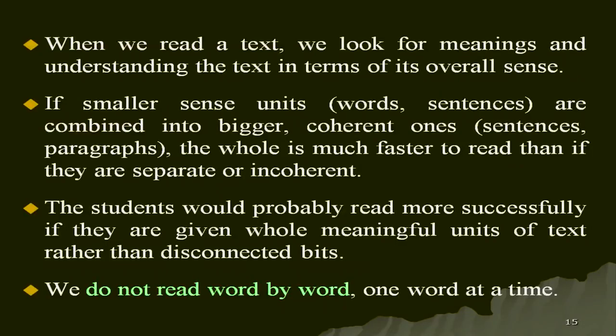When we read a text, we look for meaning and understanding the text in terms of its overall sense. This is what I said. If smaller sense units like words and sentences are combined into bigger coherent ones, that is sentences and paragraphs, the whole is much faster to read than if they are separate or incoherent. So in larger text or in sentences, if your words are not connected well, then the comprehension will be difficult.